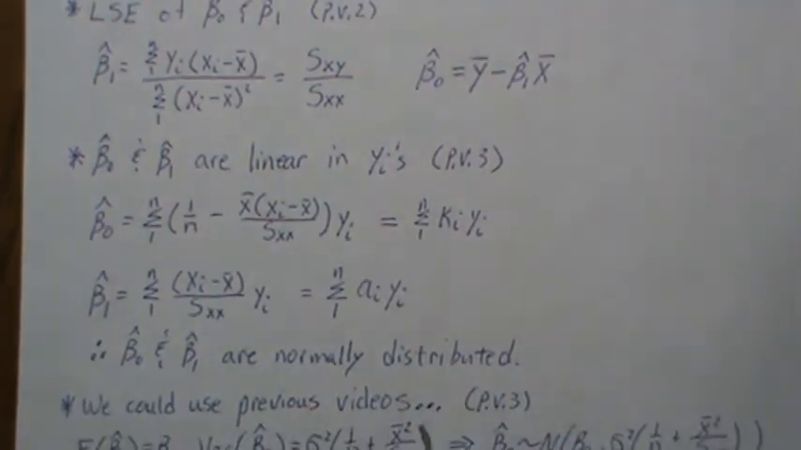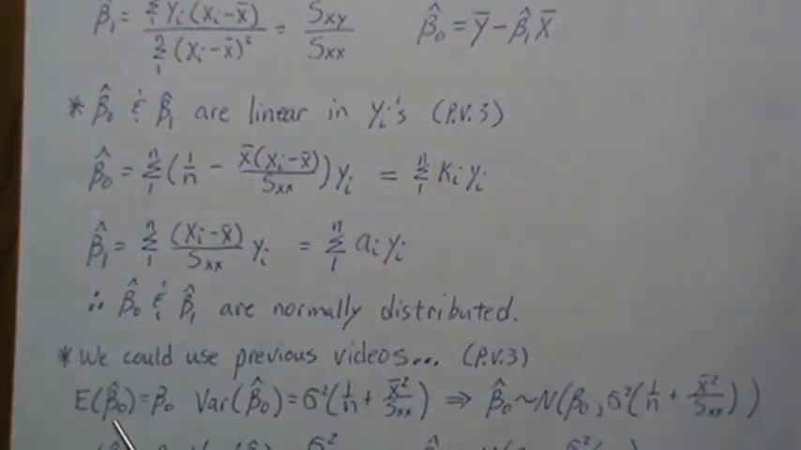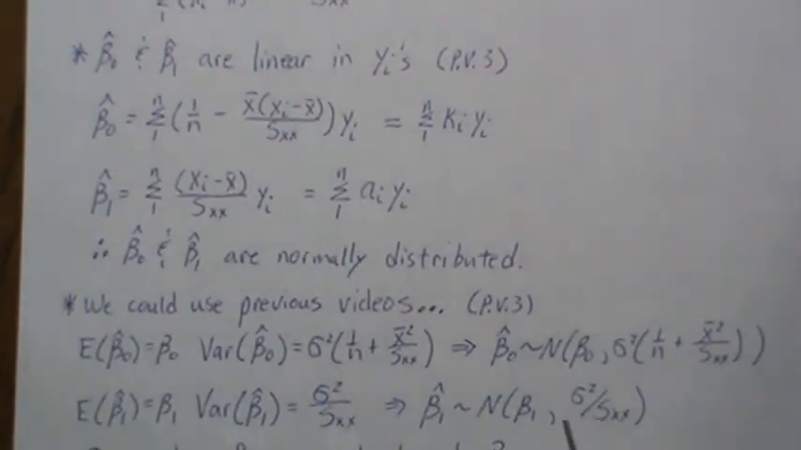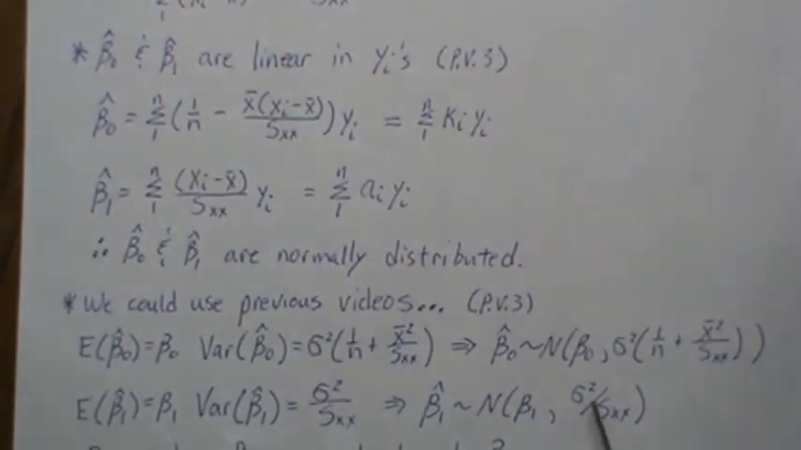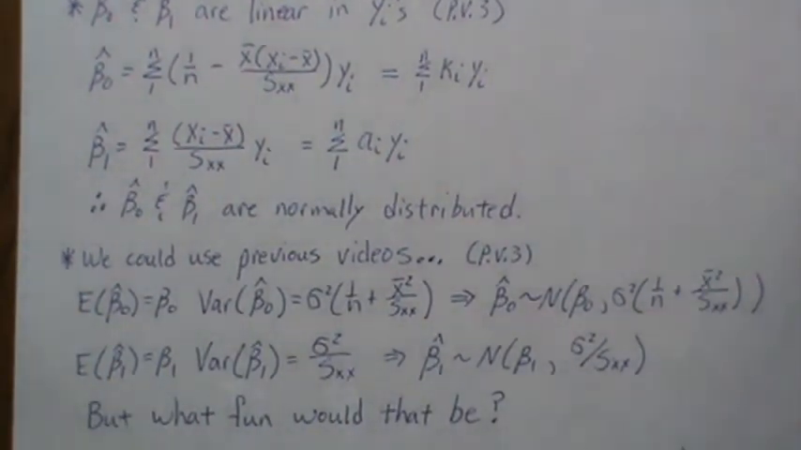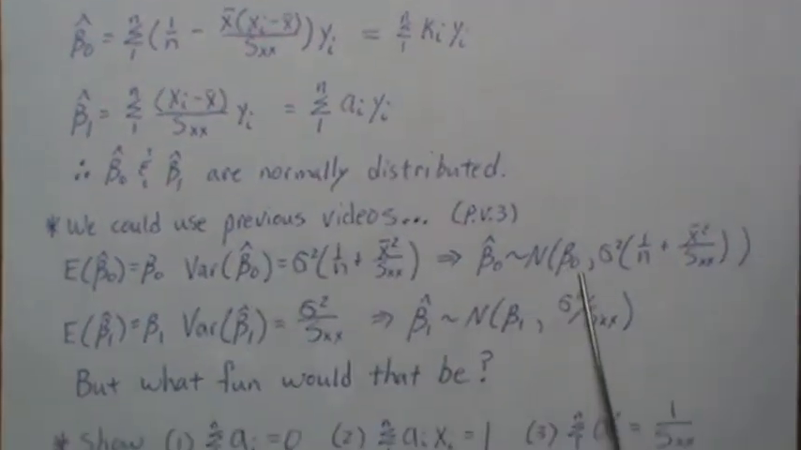And we could use previous video PV3, where we talked about the properties of the least squares estimate. We could say that it was unbiased and had this variance, so instantly it's normally distributed with this mean and this variance. The same way with beta 1. We could instantly do that. But what fun would that be? So let's do some derivations.